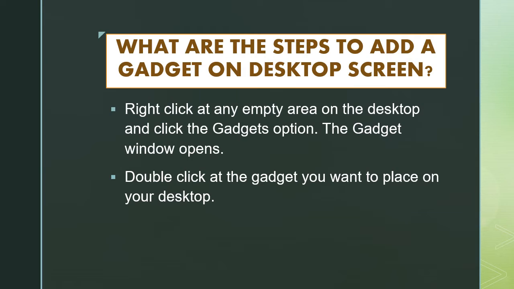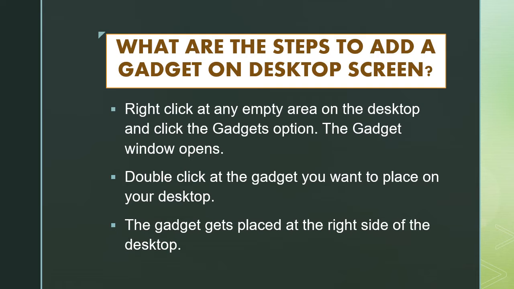So right click on any empty area, you will get the option gadgets, then click over that particular option and double click over the gadget which you want to place on your desktop. The gadget gets placed at the right side of the desktop. So these are the steps by which we can add a particular gadget on the desktop screen.